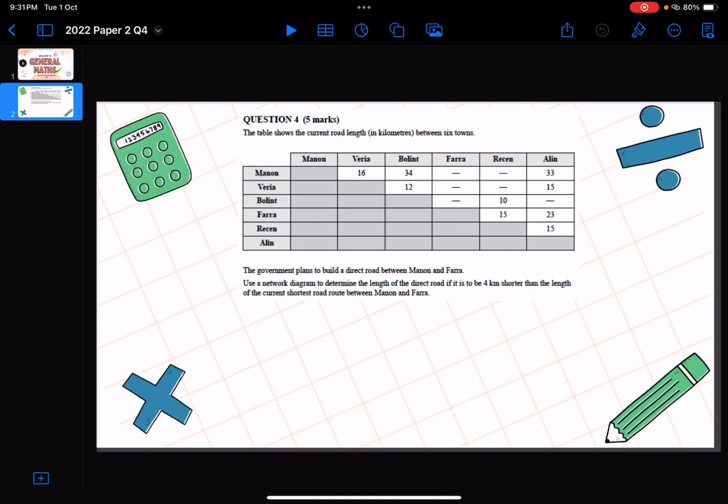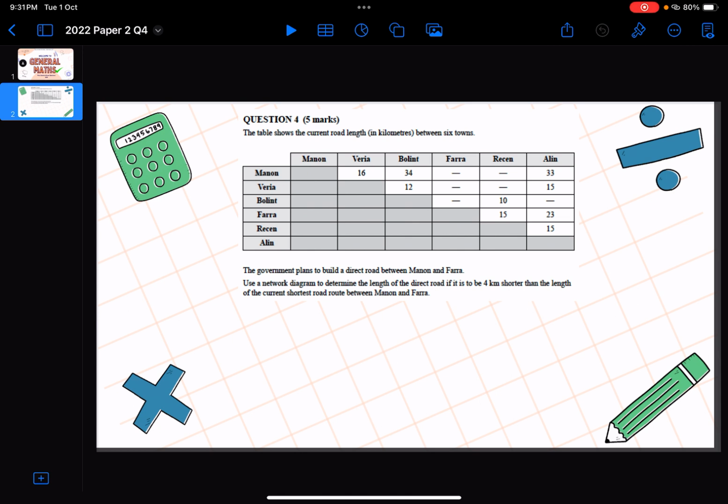Question 4. The table shows the current road length in kilometres between 6 towns. The government plans to build a direct road between Menin and Farah. Use a network diagram to determine the length of the direct road if it is to be 4 kilometres shorter than the length of the current shortest road route between Menin and Farah.